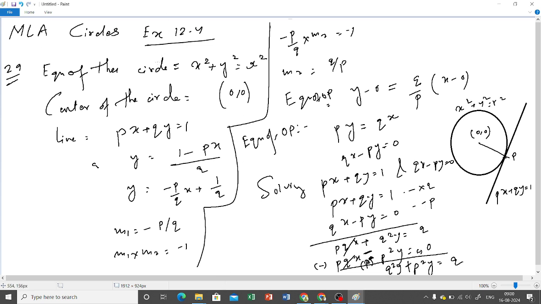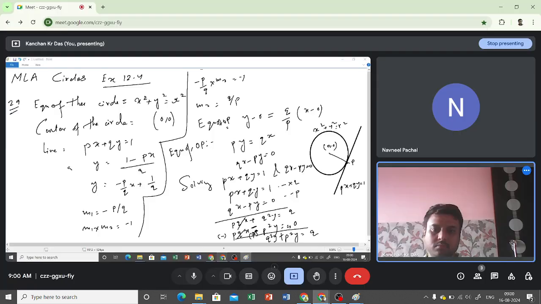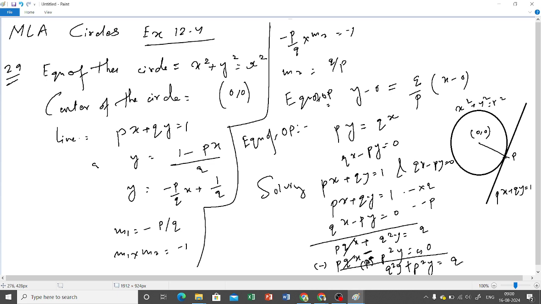Look, equation of the circle is x square plus y square is equal to r square. Okay, center of the circle is 0, 0. Okay, so this is the line given, px plus qy is equal to 1, meaning tangent. Okay, from here I found the slope. This is the slope of the tangent, that is minus p by q. m1 into m2 is equal to minus 1. What is m1? Minus p by q. m2 is equal to minus 1. So what is m2? m2 is q by p.